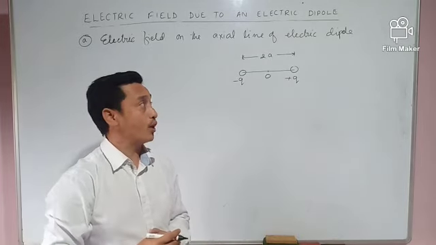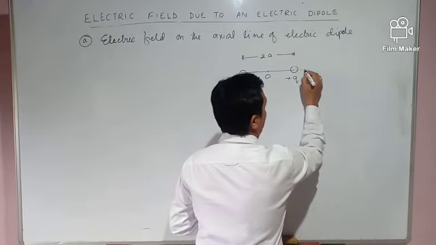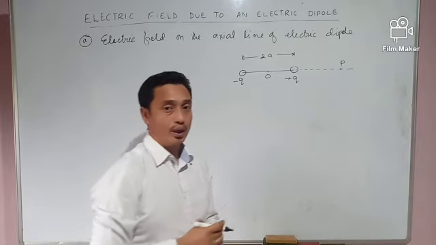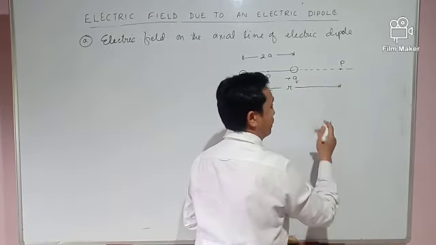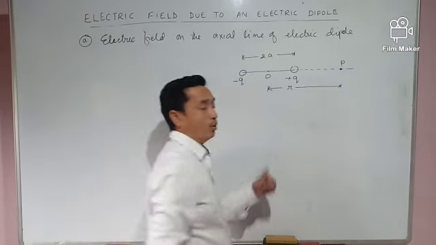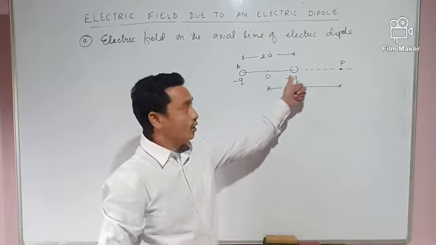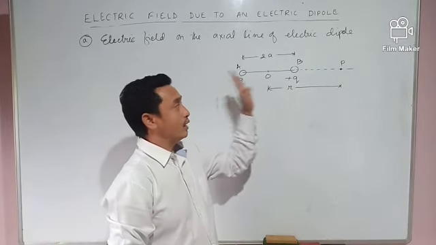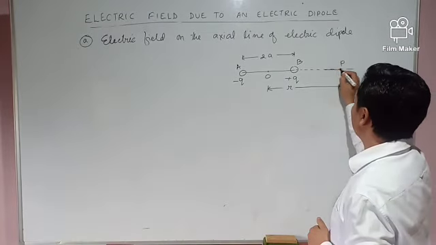Now our target is to find the electric field on the axial line of the electric dipole. So this is an axial line. Let us consider any point P on the axial line of the electric dipole. This point P is at a distance r from the center of the dipole. Now there must be two electric fields at point P, one due to the minus q charge at A and one due to the plus q charge at B. Let the electric field due to the minus q charge at A at point P be EA here.